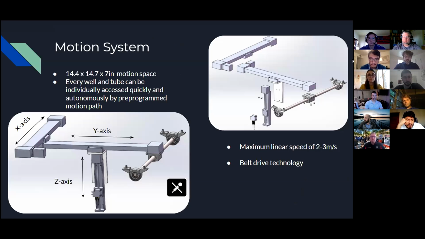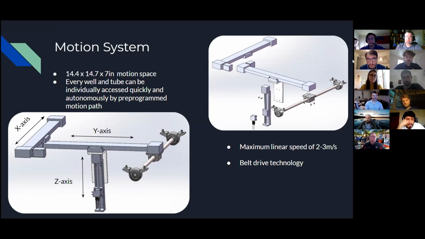We have designed a custom motion system that is fully autonomous and can follow a pre-programmed set of instructions. We were inspired by similar systems already present in devices such as 3D printers or laser tables. Our motion system sits above the culturing well plates and tubes and can freely move in a roughly 1 foot by 1 foot by 7 inch space, which allows it to access and process any tube or well within that area. This system is capable of moving very quickly, up to 2 to 3 meters per second. We calculated a minimum required speed of 8.5 millimeters per second, so we have easily exceeded that.